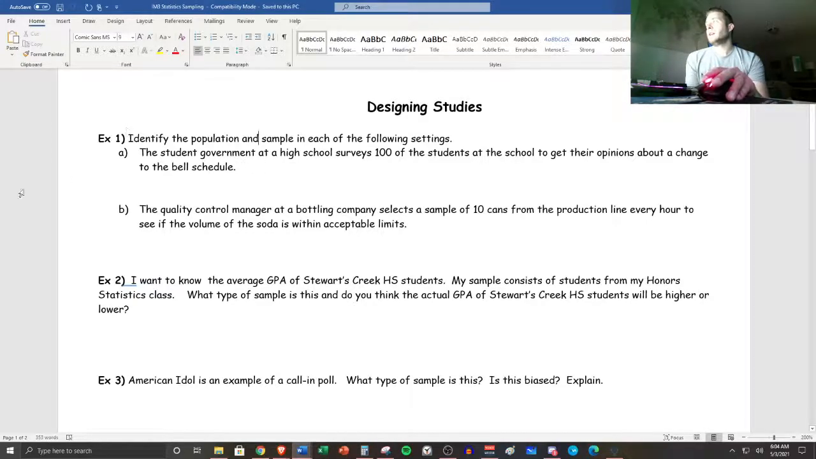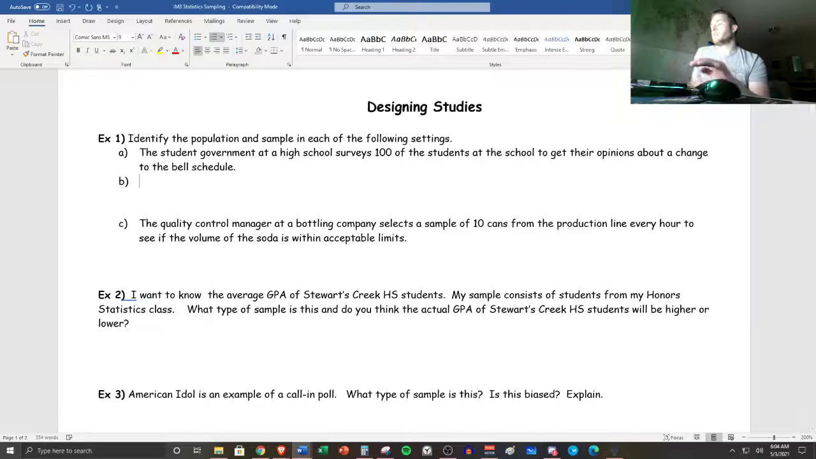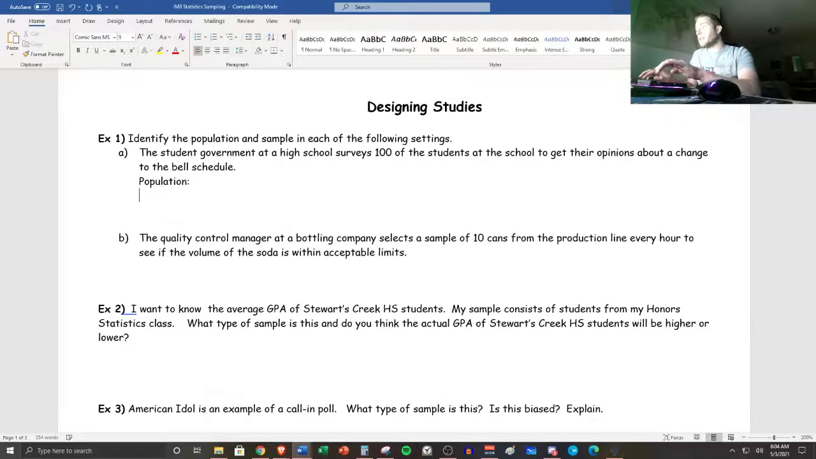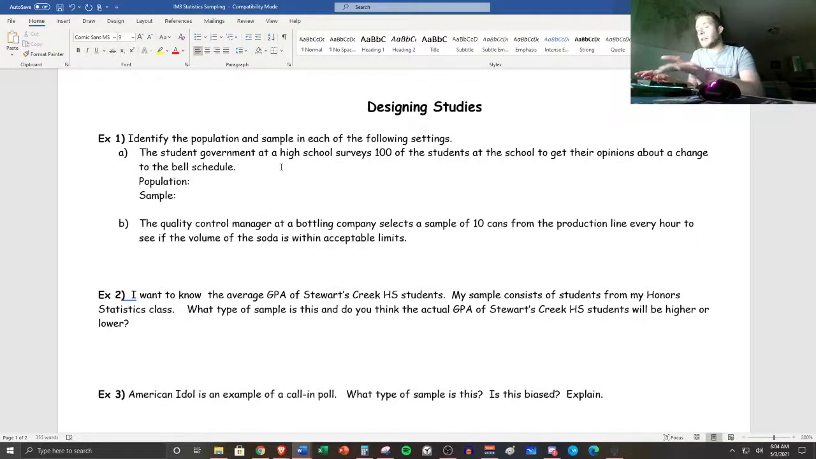Okay, so let's go ahead and look at this. The student government at a high school surveys 100 of the students at the high school to get their opinions about the change to the bell schedule. I'll be typing this out. This is how you can answer these, by the way: on your paper you can just put population, sample. That's fine with me. It can be simple. We're not trying to complicate this.